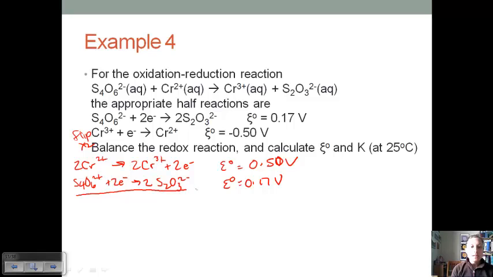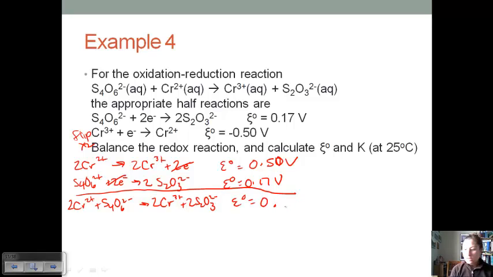And so if I put those together, let's see, my electrons will cancel. I have 2 chromium 2+ ions plus S4O6 2- ion. That goes to 2 chromium 3+ ions and 2 S2O3 2-. And our cell potential is 0.67 volts. Okay, so now we're going to use that to calculate K.